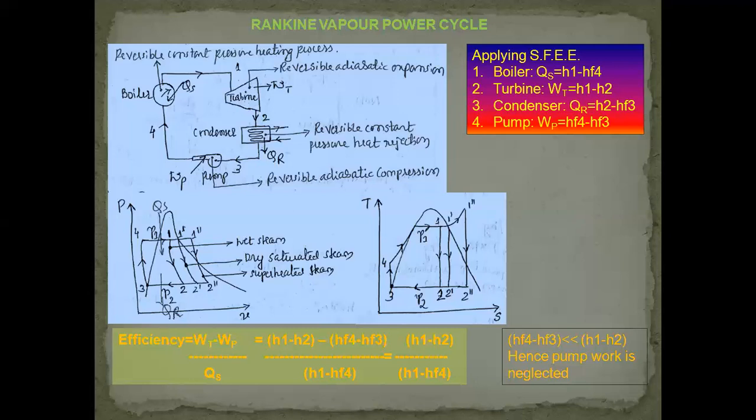In the condenser, heat rejection QR takes place, which is H2 minus HF3, where HF3 indicates that state 3 is the saturated liquid state. So H2 minus HF3. Then the pump work WP is HF4 minus HF3. Both are in the liquid state. That means water enters the pump and water leaves the pump. Both are liquid. So that is why we have written the enthalpy as HF4 minus HF3.